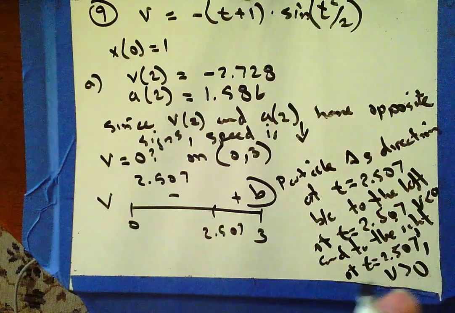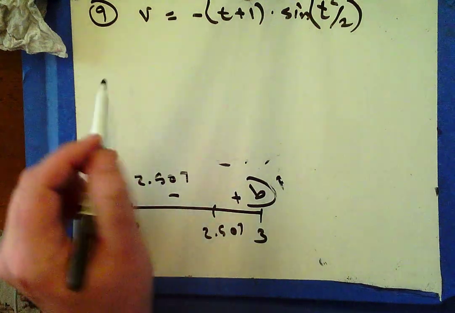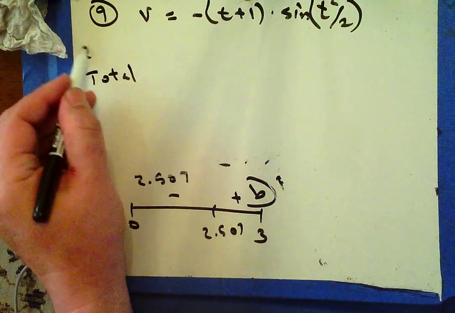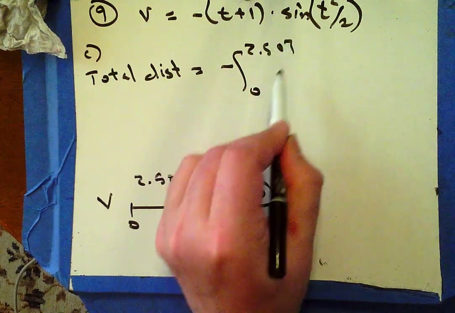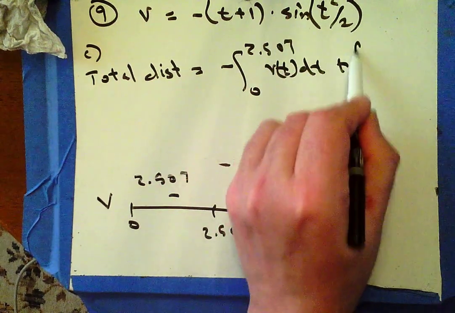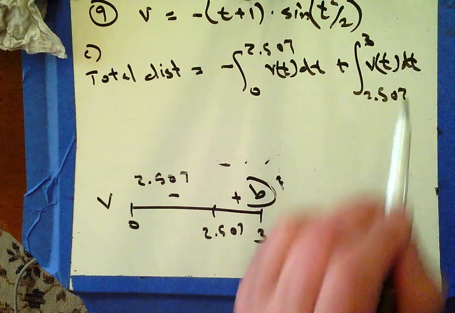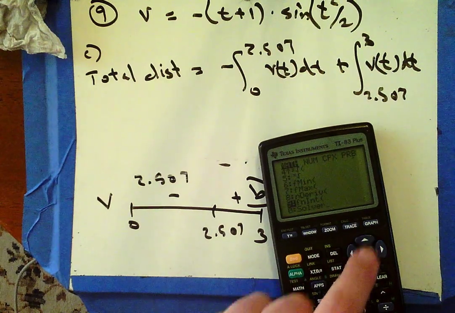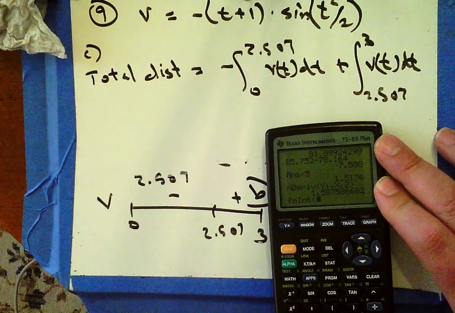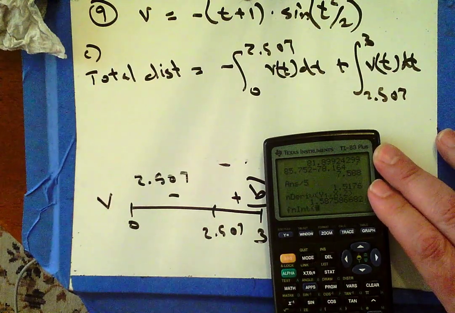What about part C, the total distance traveled? Well, I see that this function goes below the time axis and then above the time axis at 2.507. So total distance would be negative the integral from 0 to 2.507 of v of t dt plus the integral from 2.507 to 3 of v of t dt. Okay, so we can compute that by hand. Math, integrate. I'm actually going to do this one first because I've got a positive integral and I don't want to go back and insert the negative.